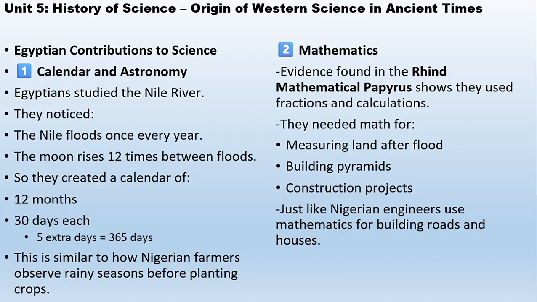So the evidence that was found in the Rhind mathematical papyrus shows they used fractions and calculations. So they needed maths for what? They needed maths for measuring land after flood.